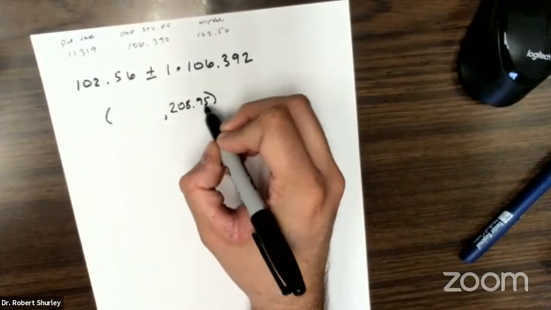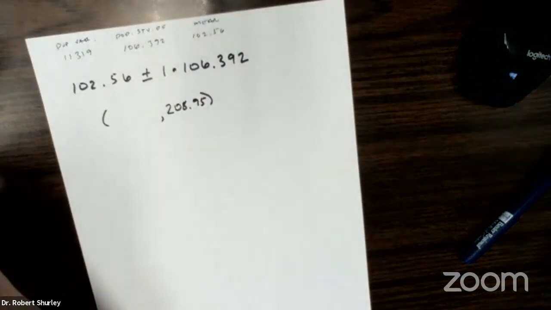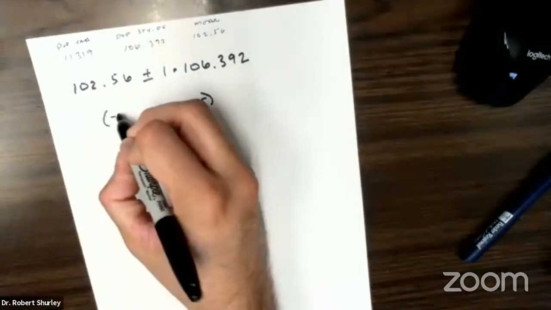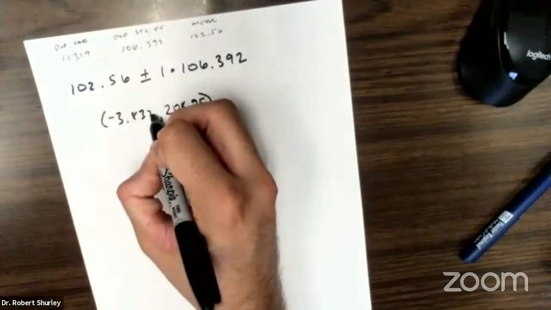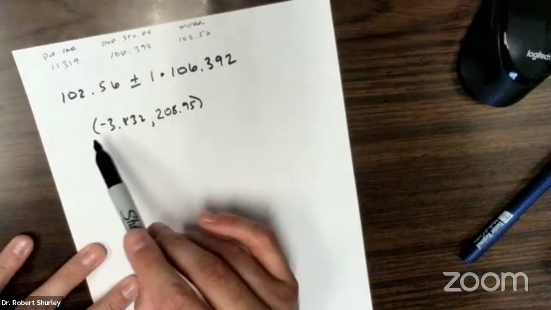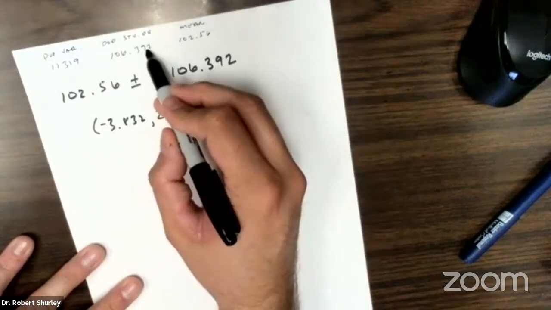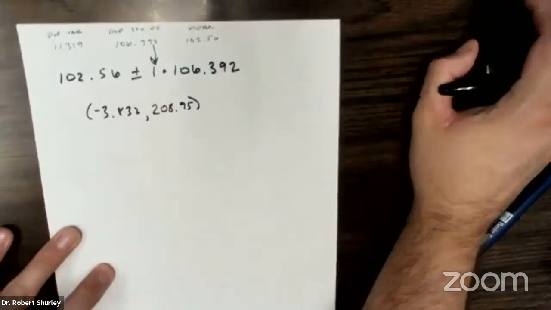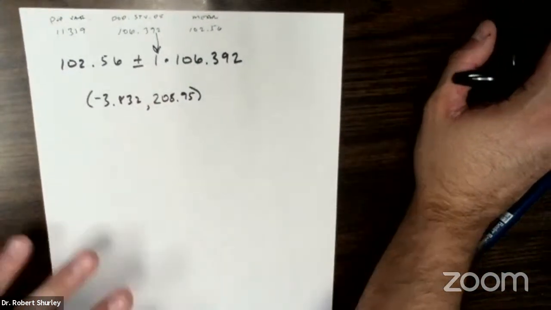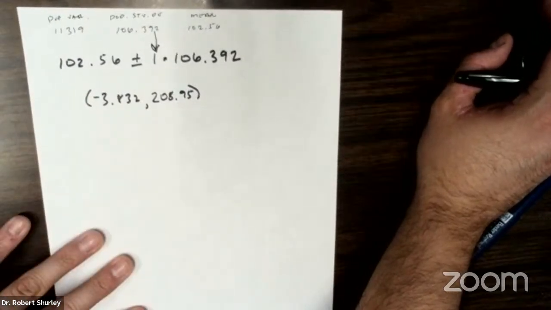When I subtract 102.56 minus 106.392, I end up with negative 3.832. So look, any value that's between these two numbers is considered within one standard deviation of our data. So between negative, which there's no negative number, so really between 0 and 208.95.